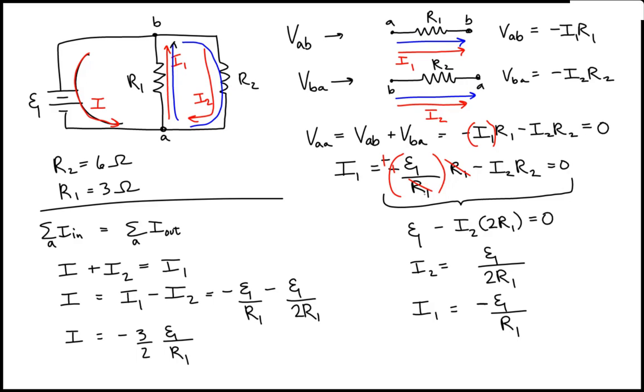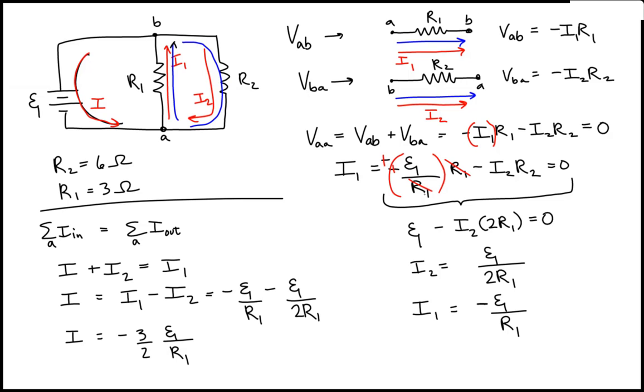So notice that current is negative. Well, it makes sense it's negative because I deliberately chose the opposite direction of what the current was actually going to go in the battery. And the magnitude of the current is no problem. The current is 3/2 the EMF of the battery over the resistance of resistor 1. But the minus sign means that the current is actually opposite the direction that we assumed.